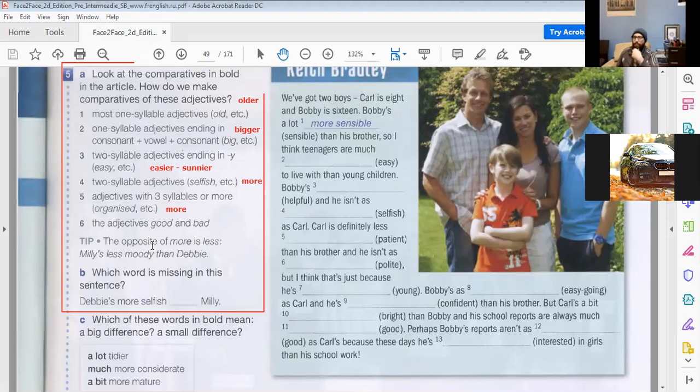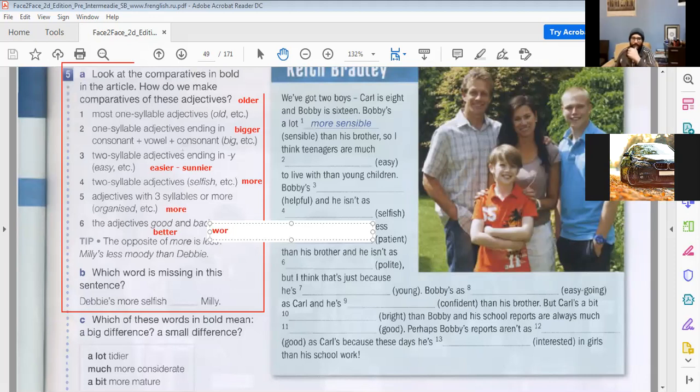Okay. What about the adjectives good and bad? Good, better. Correct. We say better if we want a comparative. And what about bad? Badly. Worrying, maybe. Well, it starts with W. What else?